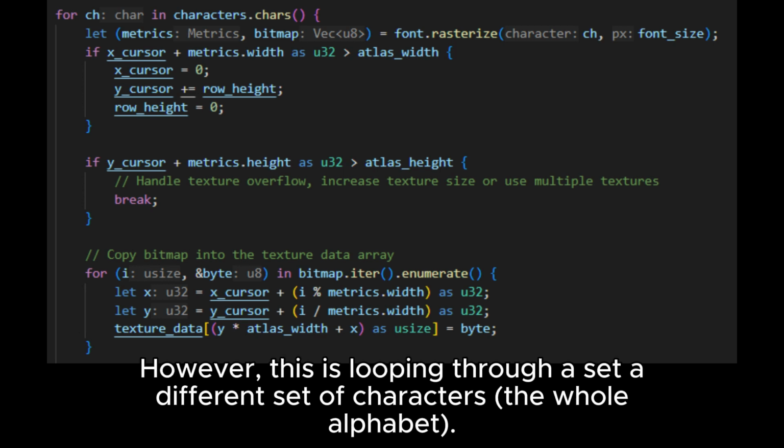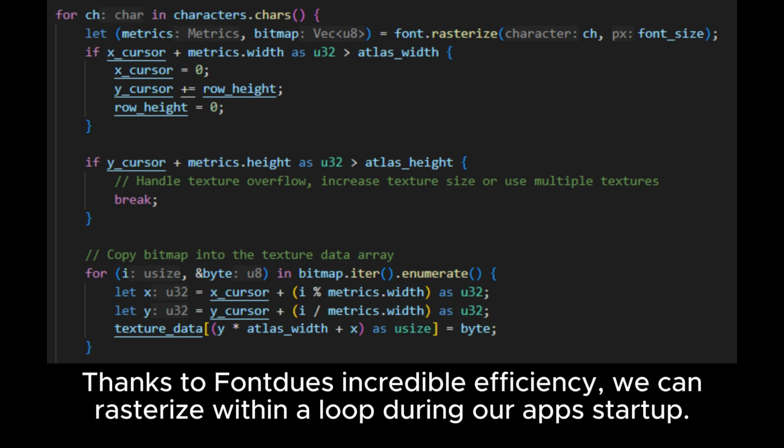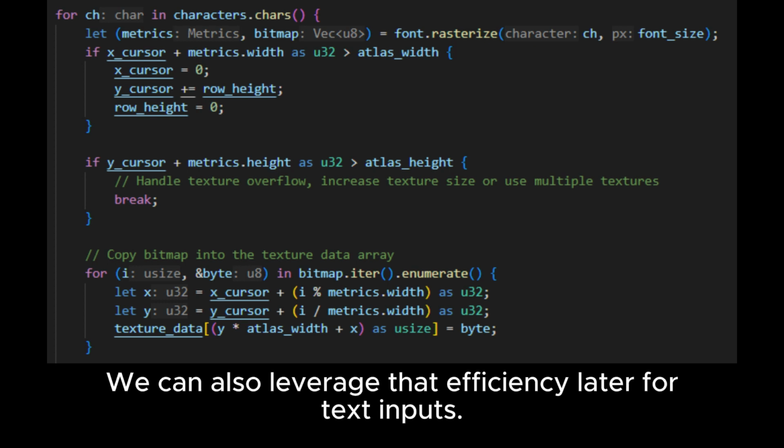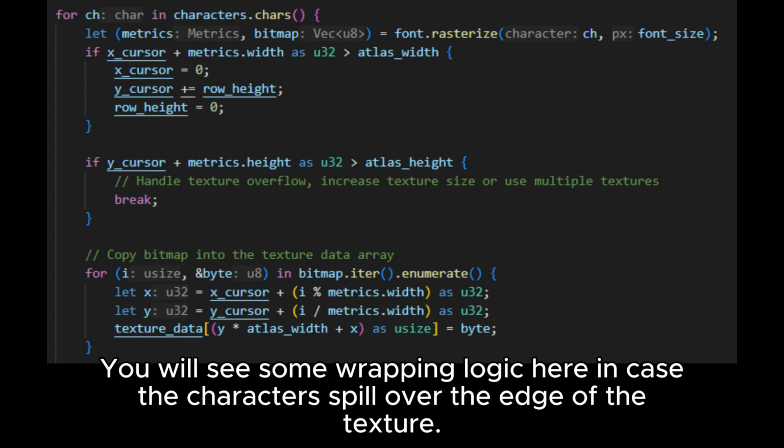However, this is looping through a different set of characters, the whole alphabet. Thanks to Fontdue's incredible efficiency, we can rasterize within a loop during our app startup. We can also leverage that efficiency later for text inputs. You will see some wrapping logic here in case the characters spill over the edge of the texture.